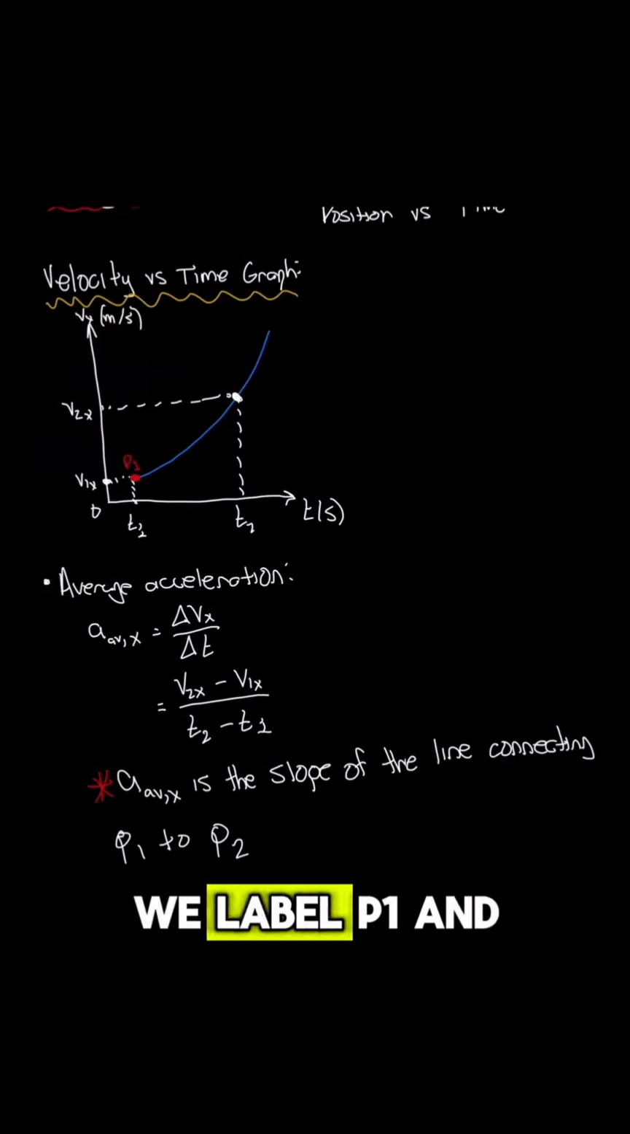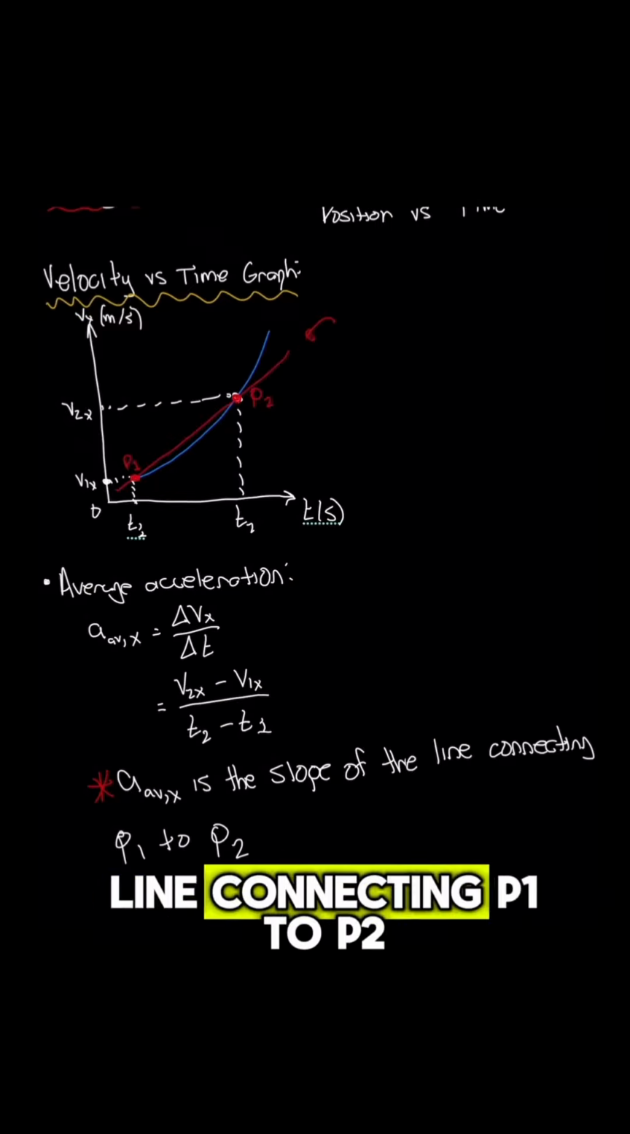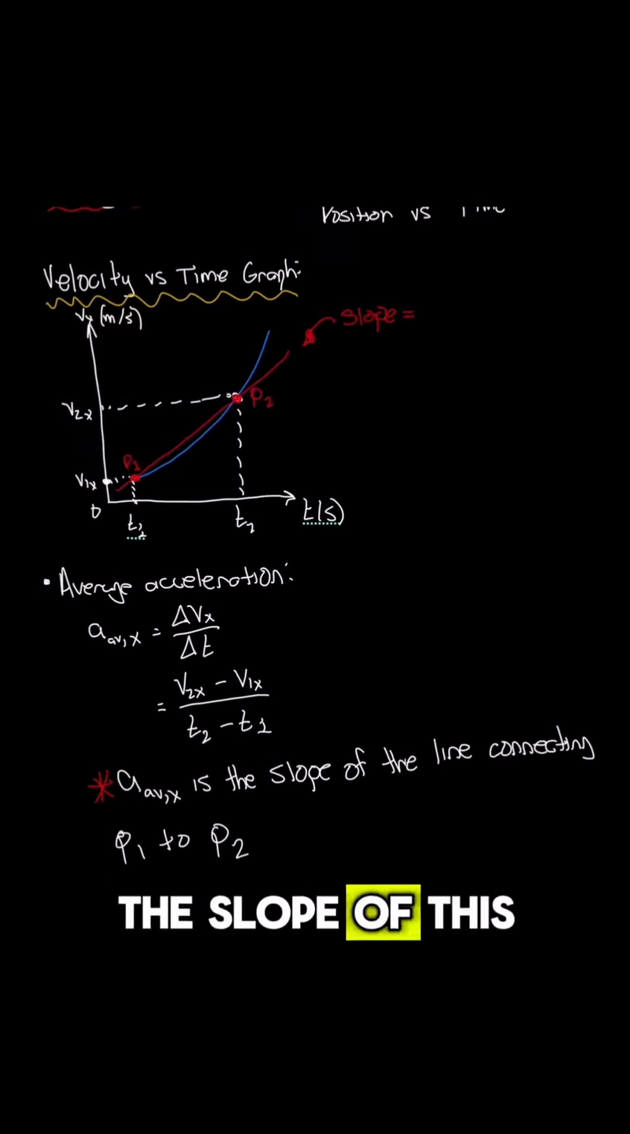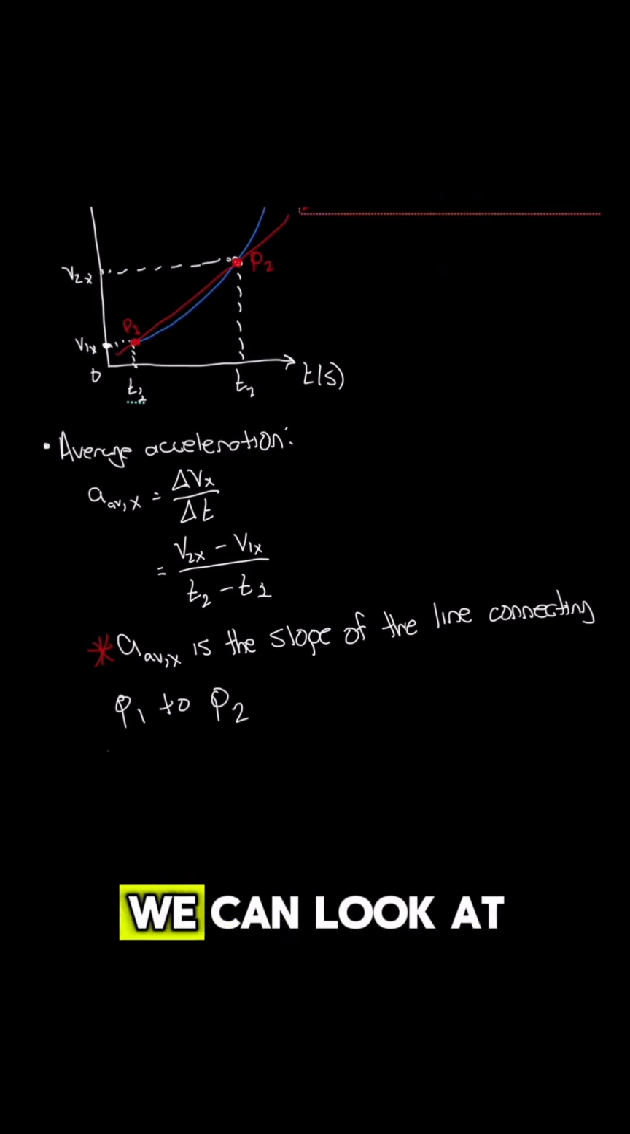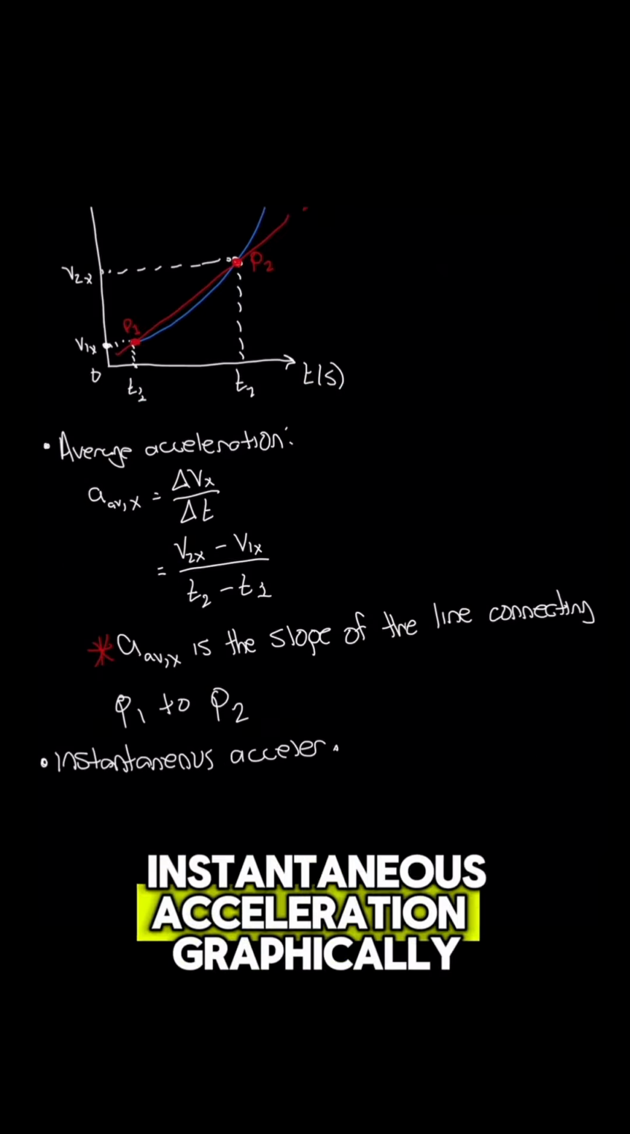So on the graph, if we label P1 and P2 and draw a line connecting P1 to P2, the slope of this line will be the average acceleration. Now we can look at how to find the instantaneous acceleration graphically.